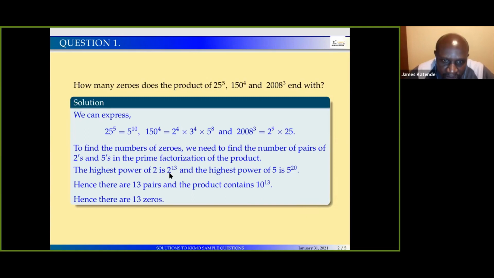So it means the only pairs that will be available will be 13 of them, so that the rest of the 5s will have no 2s to pair with. And that means there are 13 pairs and the product must contain 10 raised to power 13. And that means we'll have 13 zeros at the end of the product of these three numbers.